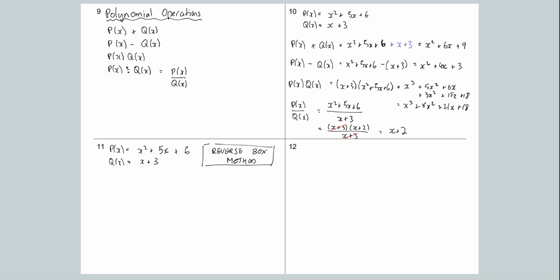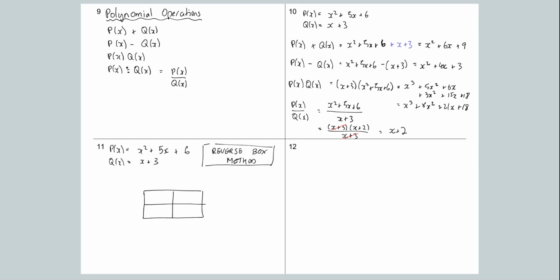One is called synthetic division. Another one is called long division of polynomials. I find synthetic to be a little bit too abstract, and I find long division is not well taken up by students these days because they don't know how to do long division in general. But feel free to ask me if you want me to show you how to use one of those methods instead. So what the reverse box method says is, let's start off with what we know in a box, like so.